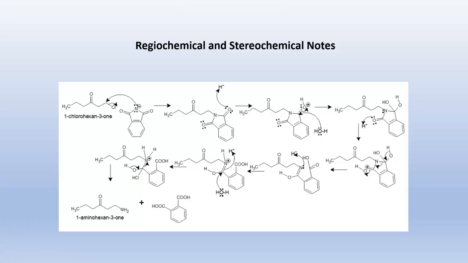I want to take a moment now to talk about the regiochemistry and stereochemistry. This reaction is regiospecific. The nucleophile attacks the electrophilic carbonyl carbon exclusively. No other positions on the molecule are reactive under these conditions. As for stereochemistry, none of the intermediates generate chiral centers, and the reaction proceeds through planar sp2 carbonyl carbons, which means there's no preference for attack from one face over the other. And the final product, the 1-aminohexane 3,1, is achiral.